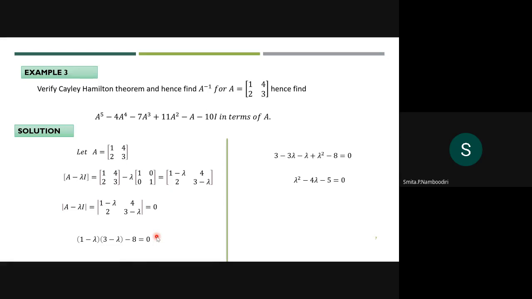ठीक है, सबसे पहले हमें कैरेक्टरिस्टिक इक्वेशन निकालना है. Since we are given 2 by 2 matrix, we have to calculate the characteristic equation by calculating determinant of A minus lambda I equal to 0. So we have got this as the equation. Is it okay? All of you getting the same? Lambda square minus 4 lambda minus 5.